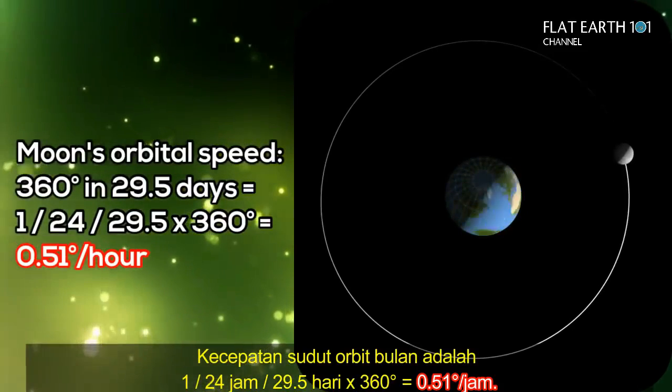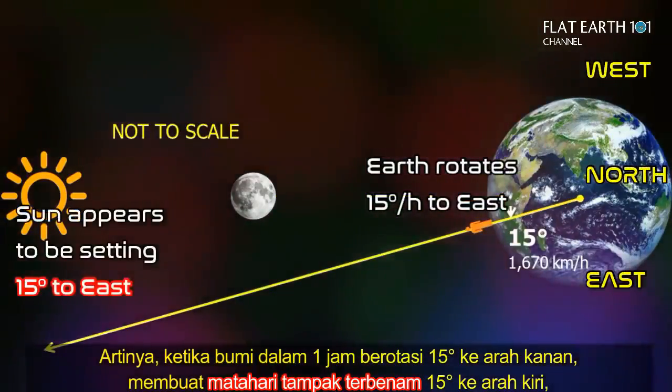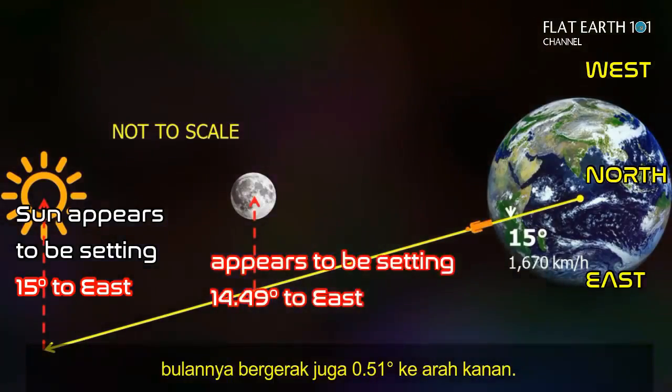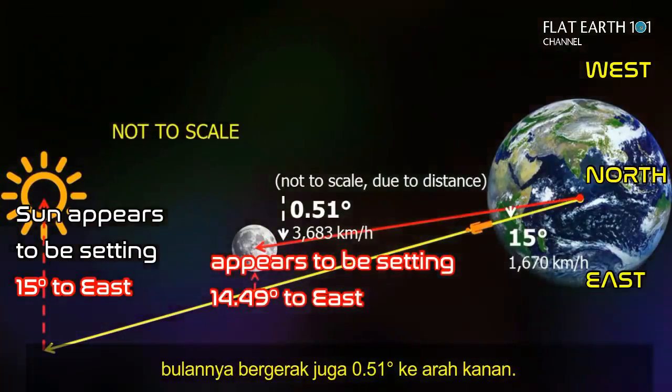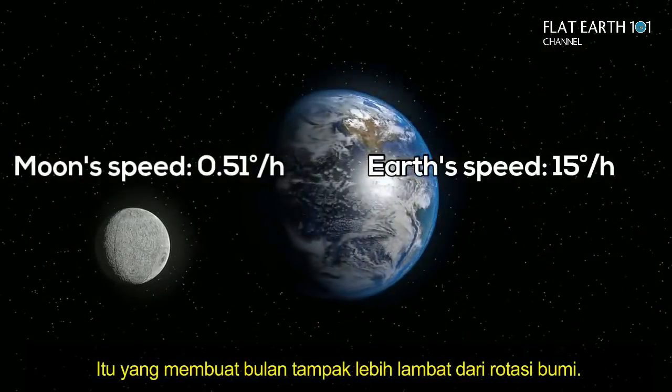0.51 degree per hour. That means when the Earth in an hour is rotating 15 degrees to your right, making the Sun appear to be setting to your left 15 degrees, the Moon is moving 0.51 degree to your right. That makes the Moon appear to be slower than the Earth's rotation.